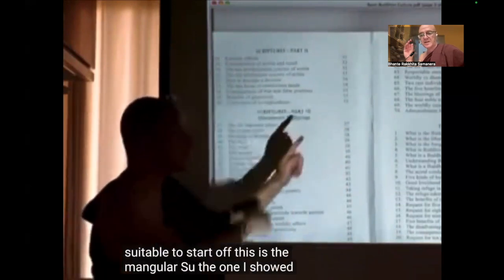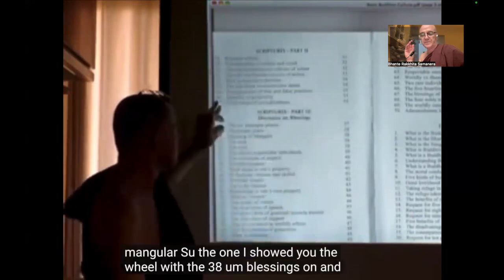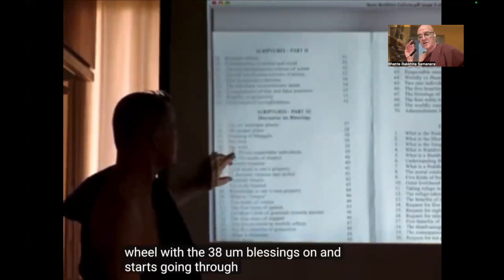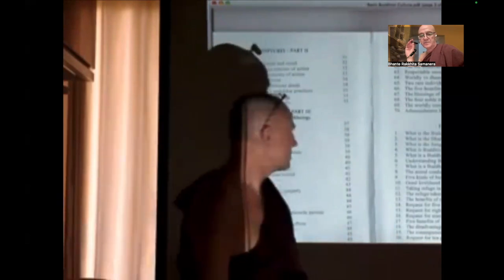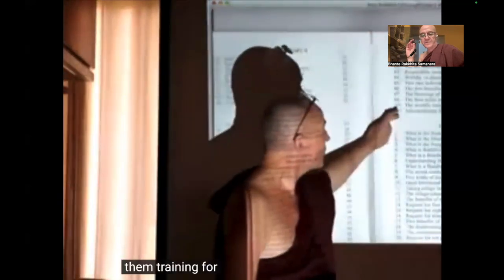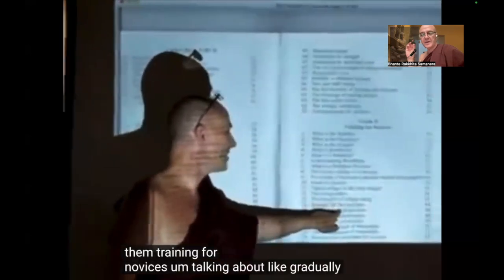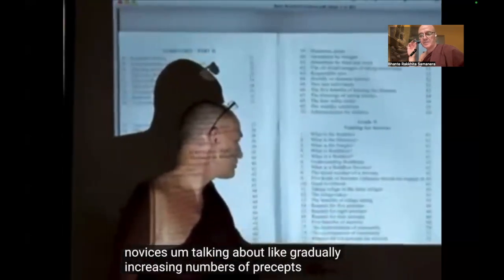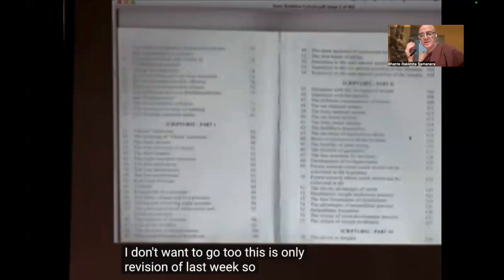This is the Mangala Sutta, the one I showed you, the wheel with the 38 blessings on it, and it starts going through explaining each one of them. Training for novices, talking about gradually increasing numbers of precepts and how they go. I don't want to go into this revision of last week.